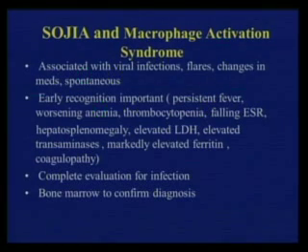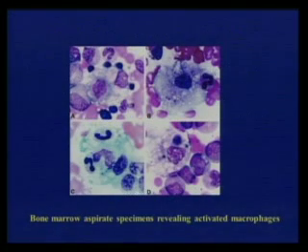So when you have a patient with systemic onset JIA that you suspect is developing MAS, you will do a complete evaluation for infection, and you would want a bone marrow biopsy to confirm the diagnosis. And here is another picture showing the active macrophage which is engulfing the cells in the bone marrow.